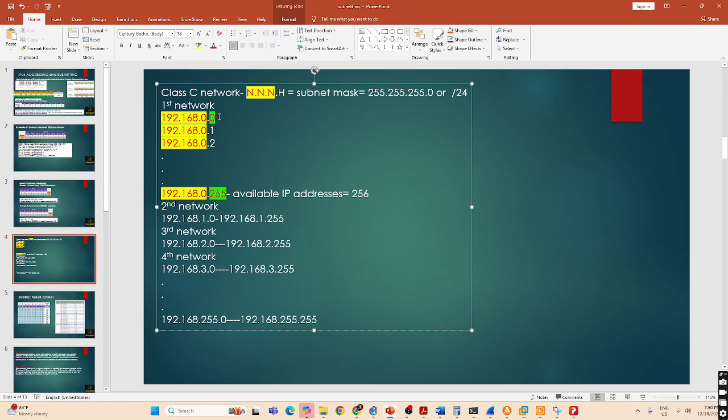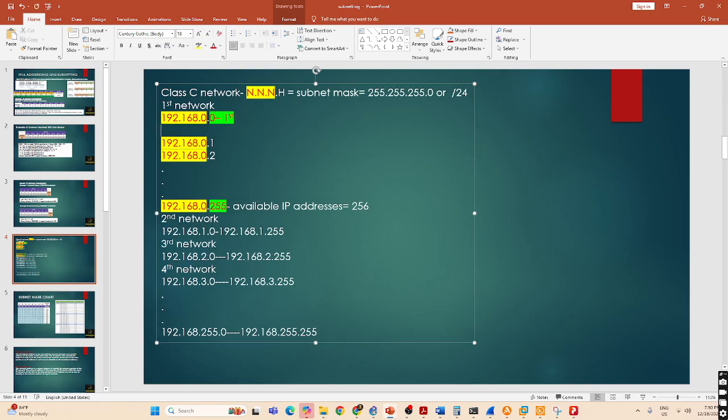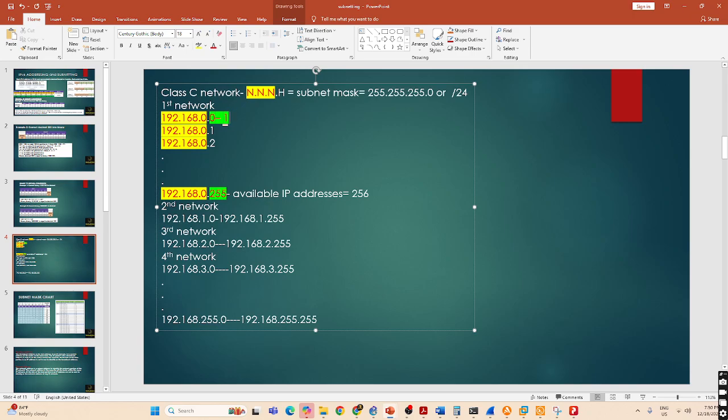Now these are the available IP addresses. The first IP, whenever a network starts, in this range, the first IP in the network range will be the network ID. First network.